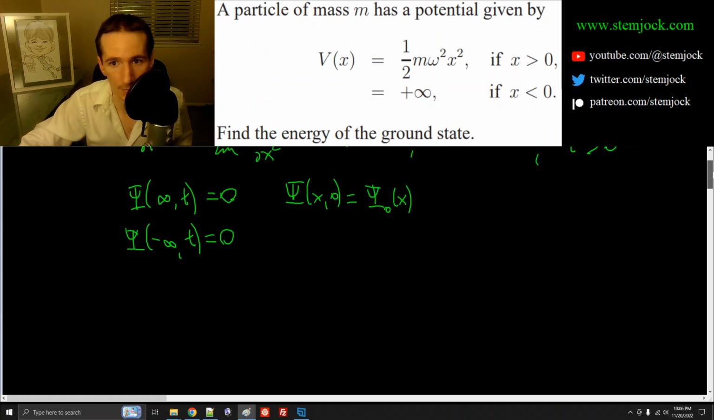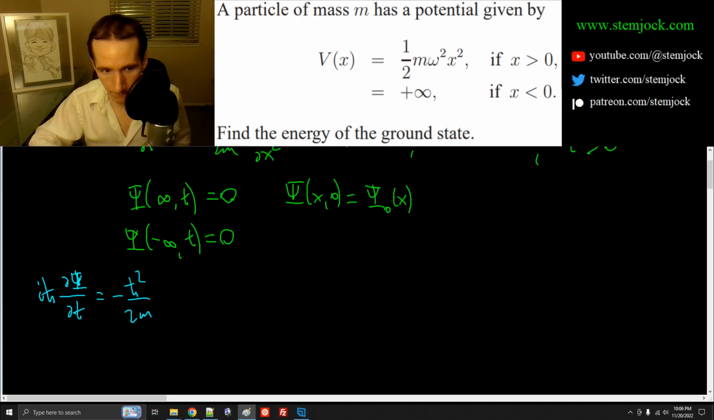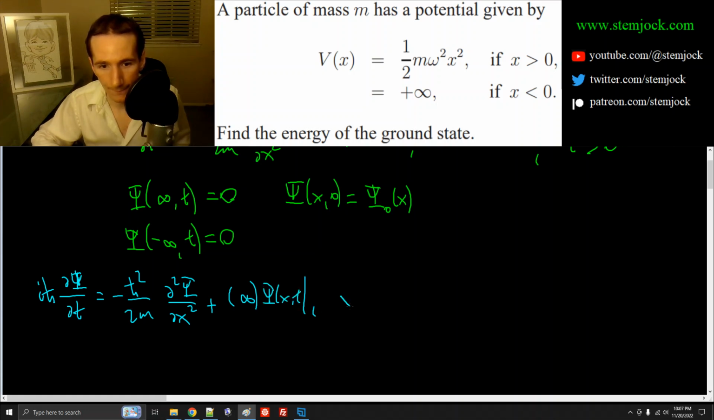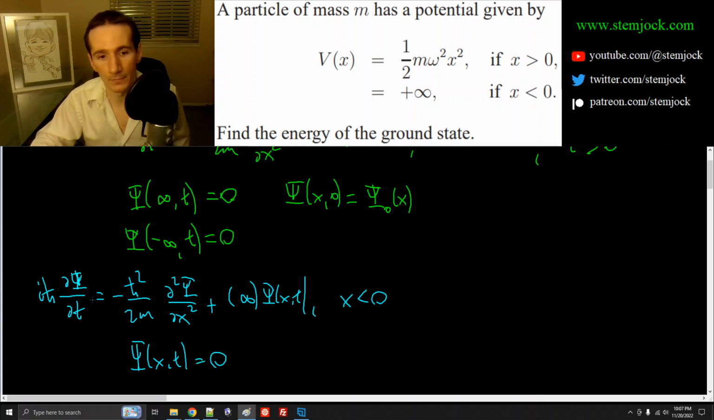I'm going to start with x less than 0. So the Schrodinger equation for x less than 0: second derivative of psi with respect to x, and now I'm going to plug in infinity for V(x). The only way this equation can be satisfied with an infinity on the right side is if psi(x,t) equals 0. And not only satisfy this equation, but also the boundary condition as x approaches negative infinity has to be 0. So the solution to this partial differential equation is 0 for all t and for all x less than 0.